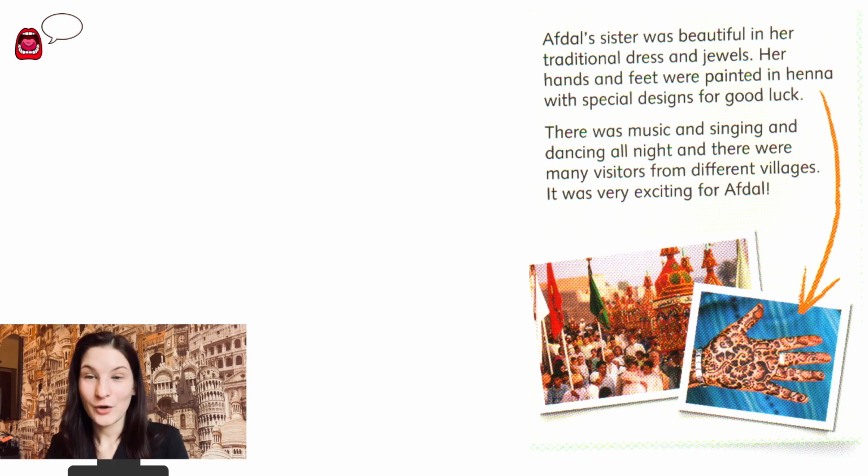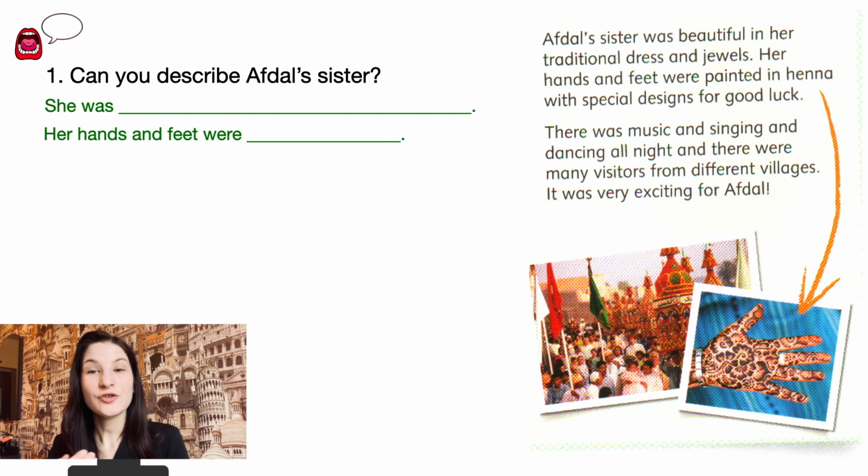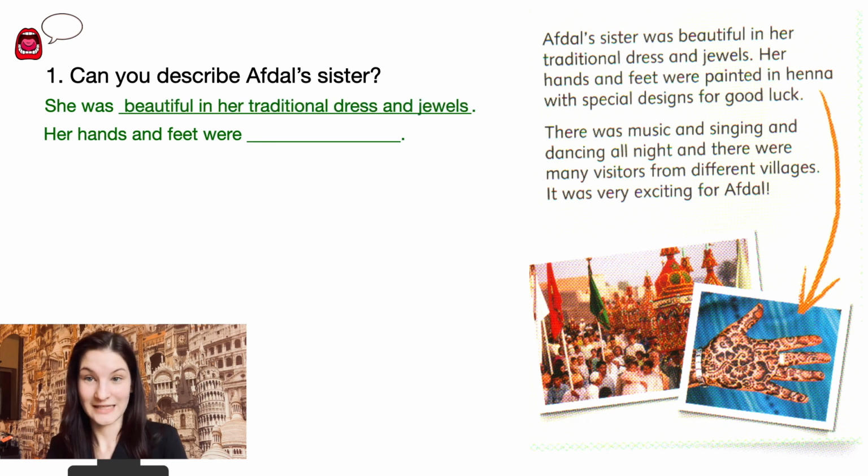Now pause the video and try to read the text yourself. And let's answer some questions to make sure you understand the text. Question number 1. Can you describe, описать Avdal's sister? Look in the text and try to find information about her. Of course, she was beautiful in her traditional dress and jewels. And what about her hands and feet? Her hands and feet were painted in henna.